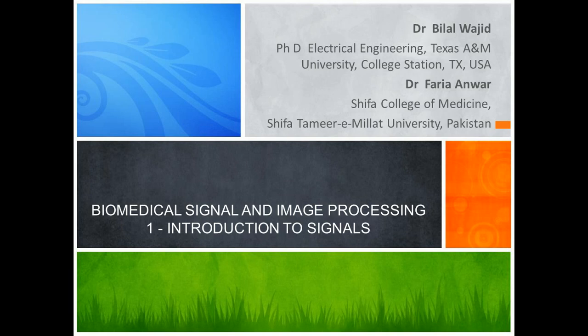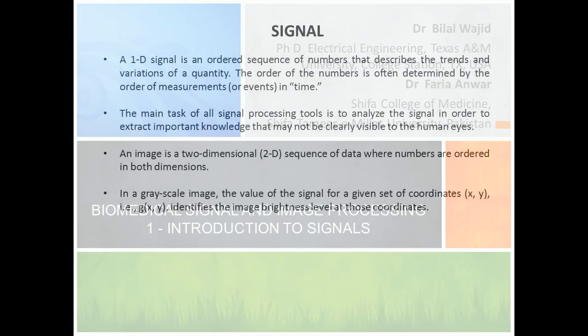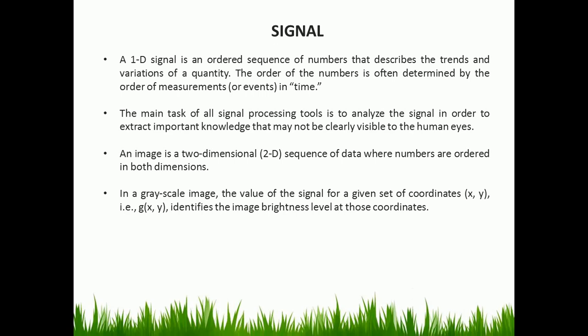This is the second lecture in the series, and here we introduce the concept of signals. Now, signals, simplistically put, could be one-dimensional or two-dimensional in nature. A one-dimensional signal could be a sequence of numbers which are ordered with respect to their measurements, which could be in terms of time, or in our case, a two-dimensional signal could be an image, because an image has an x and y coordinate.